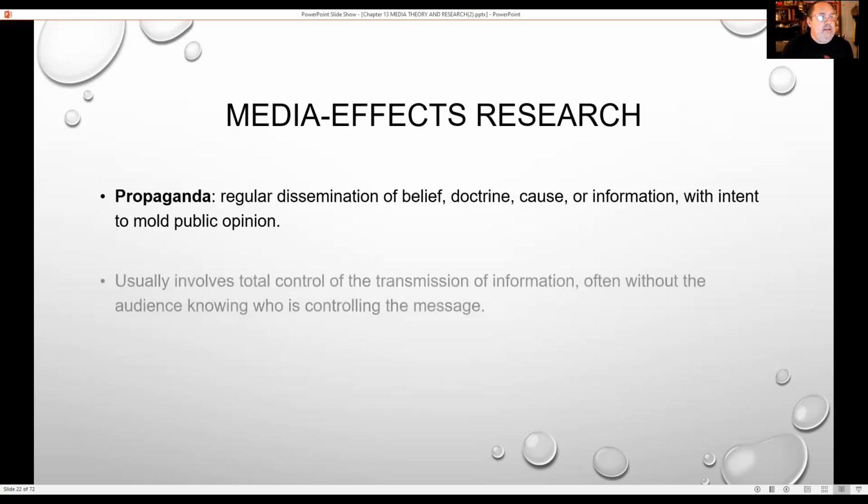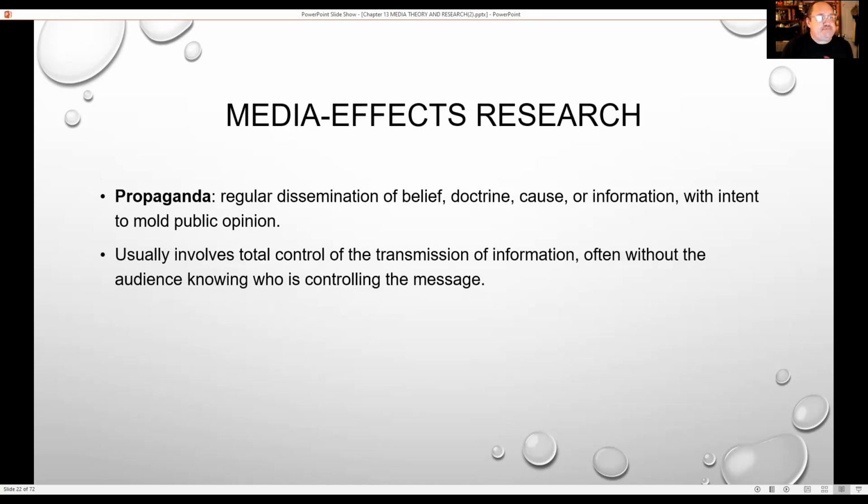But then you see propaganda that's politically motivated or is motivated against people or certain groups. Usually involves total control of the transmission of information. So that's why we say it's usually a negative. We'll call it a public service announcement when it's something good and something voluntary. Propaganda often becomes involuntary.